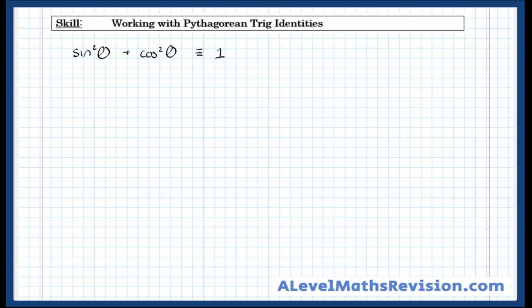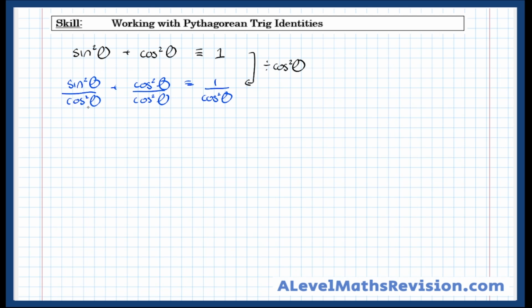Now from that we can derive two more. So this one here, what I'm going to do is divide every single term by cos squared theta to see what happens. So that gives me sine squared theta over cos squared theta plus cos squared theta over cos squared theta is identical to 1 over cos squared theta, like that. And that'll simplify.